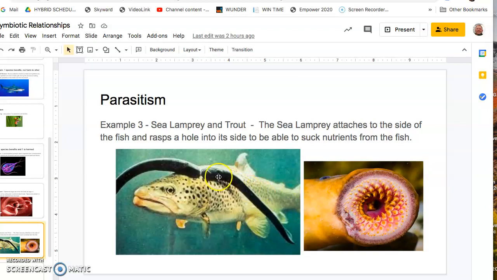And then once it's attached and rasped the hole, it will be able to rob blood and nutrients from the fish. So the fish swims around, doesn't have too much resistance on it, but the lamprey will constantly be stealing nutrients from the fish. So the lamprey benefits from getting food from the fish, and the fish is harmed because it's robbed of its nutrients and food. So these are three examples of symbiotic relationships where two or more organisms are living together and how they interact. All for now. Talk to you later. Bye.